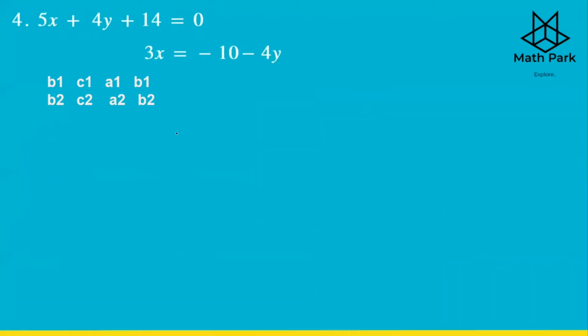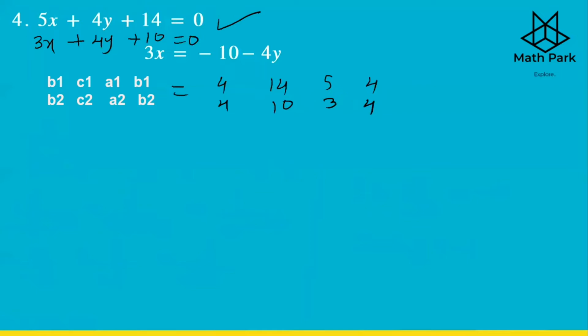So let us write this in the form of ax plus by plus c. First one is already there. Second equation, we have 3x over here. Minus 4y comes here, becomes plus 4y. Minus 10 goes here, it becomes plus 10, which is equal to 0. Let us compare the coefficients. You have b1, b2 is 4, 4. C1, C2 is 14, 10. A1, A2 is 5, 3. B1, B2 again 4 and 4.